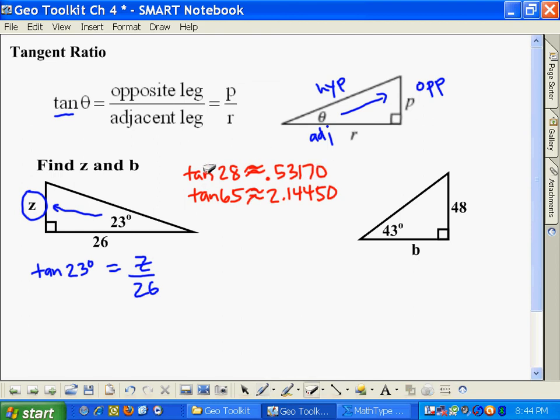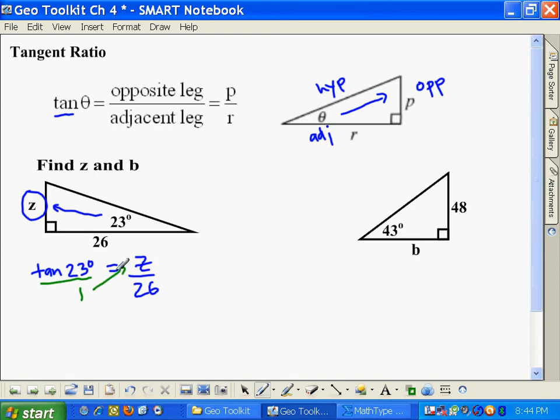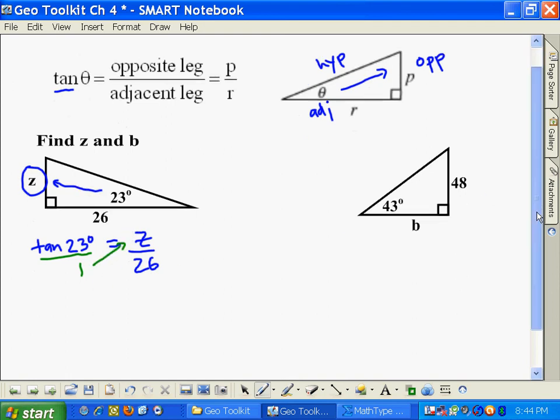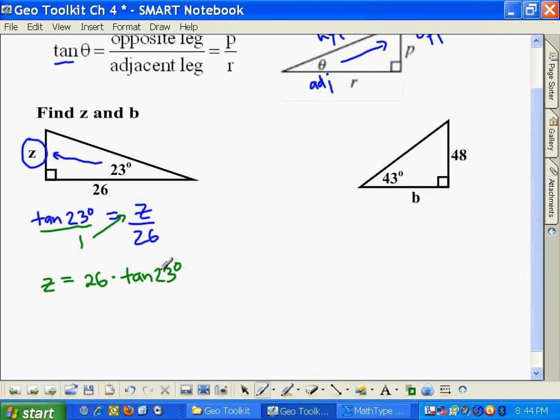Alright, so once you get your calculator under control here, let's go back to the problem. We have tangent of 23 degrees equaling Z divided by 26. Now really all this is just an equation here. And tangent 23 is just a number. So if we cross multiply here, we get 1 times Z. Well, 1 times Z is just Z. And we multiply here, we're going to get 26 times tangent of 23 degrees. So that's technically our answer. That's what we call the exact answer.